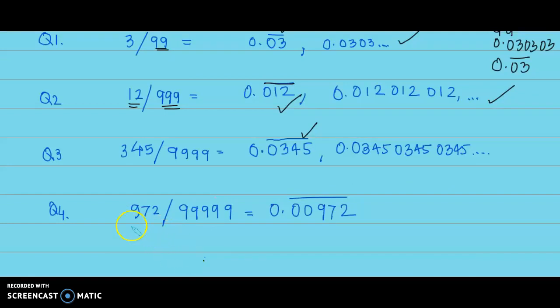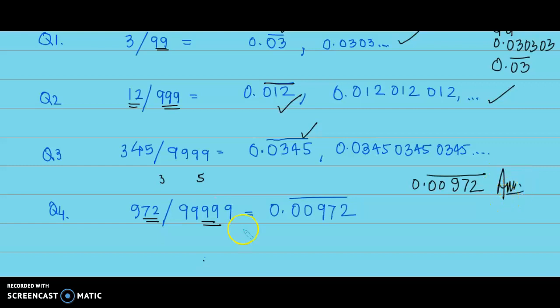Now let us take a look at this example, question number 4. Here we have 3 digits in the numerator and 5 digits in the denominator. So we have to first make the number of digits equal. So write 00972. Now this is equal to 5 digits. And give a point over here, and this another 0 and then 1 bar, and this is our answer.